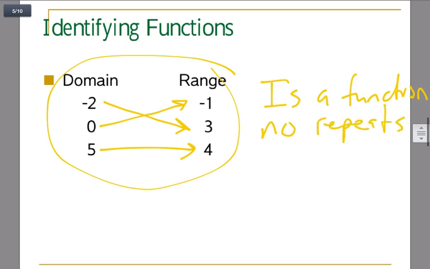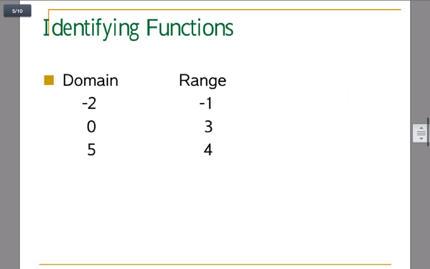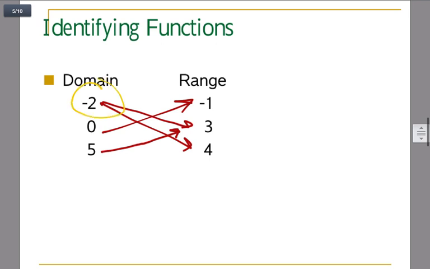Now, let's try it again. And if I had the -2 go into the 3, and it went to the 4, 0 went to the -1, and 5 went to 3. Now, this is a problem because, as you can see, -2 has a repeat. It goes to 2 different places, so this is not a function.